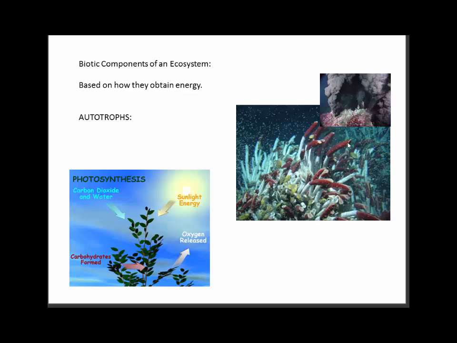So let's move towards finishing up these concepts in a basic understanding of ecosystems and their components. Let's take a look at the biotic components of an ecosystem, and they are based on how they obtain energy. This is the last concept here that we'll talk about. We're using the word biotic to mean living components of an ecosystem. We talked about the non-living, and the living components are based on how they obtain energy. The first type of organisms we're going to talk about are called autotrophs. They make their own energy.